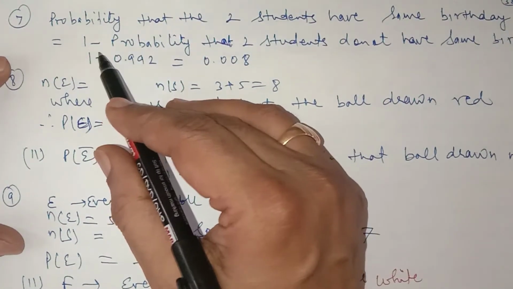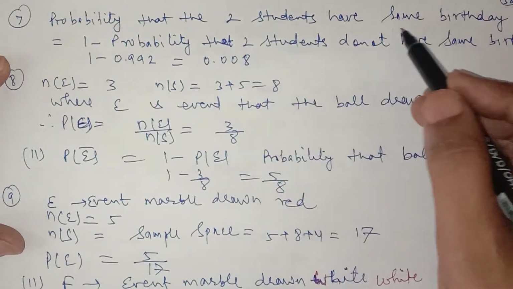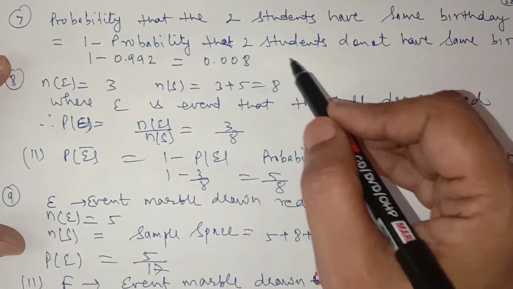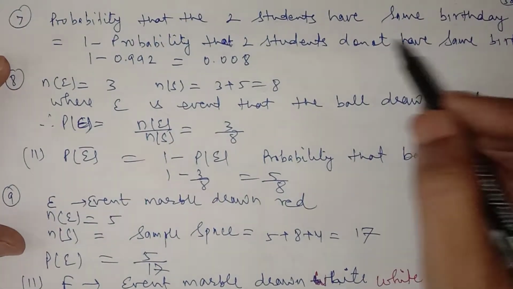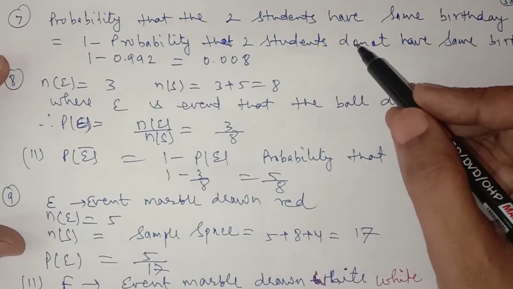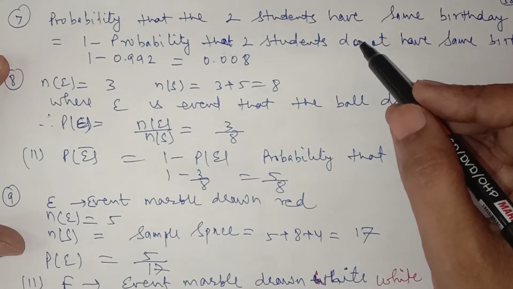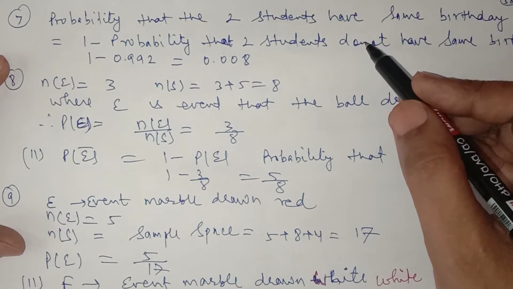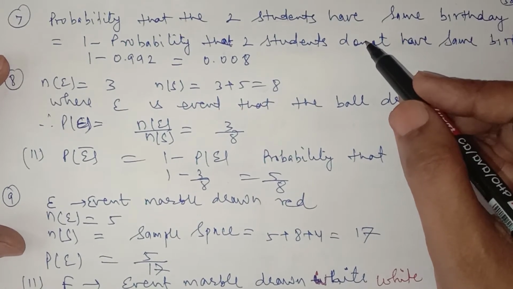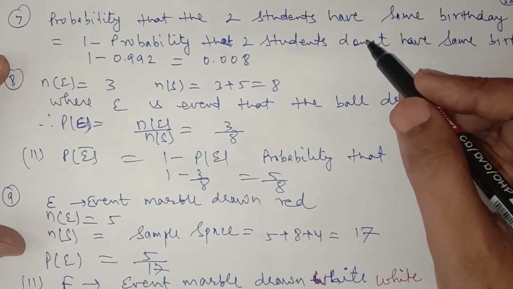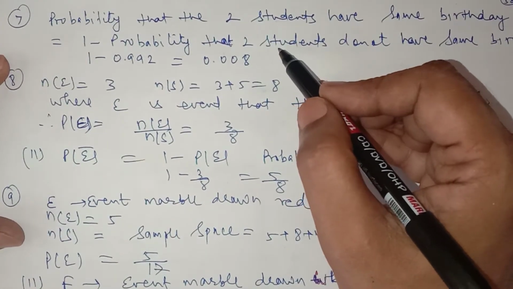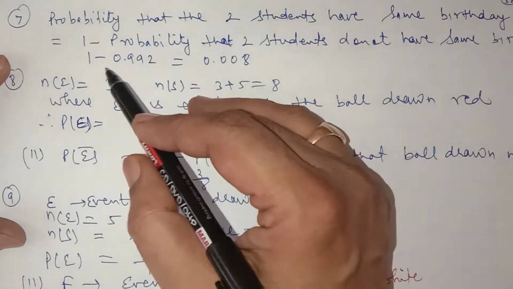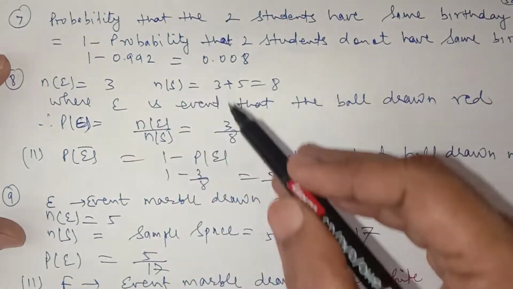So the probability that the two students have the same birthday is equal to 1 minus the probability that the two students don't have the same birthday, because the probability of E and the probability of E naught is equal to 1, or we can say the sum of the probability of all elementary events is equal to 1. And in this question the probability of one of the events is given and you have to find the probability of the other, so you can easily obtain it by subtracting that probability from 1.